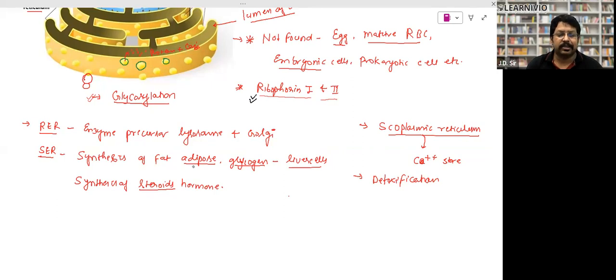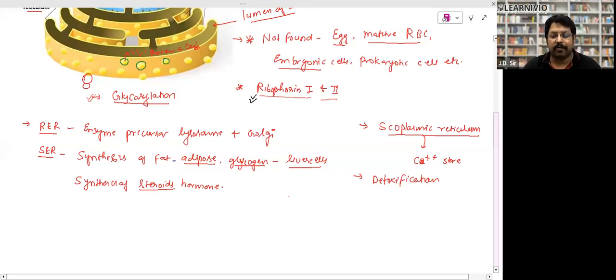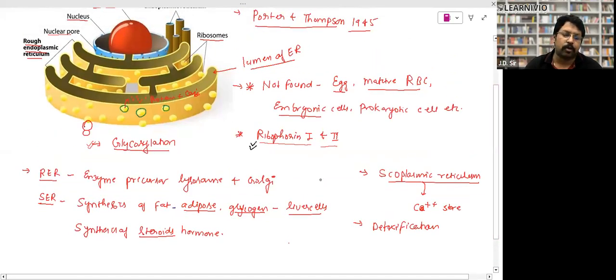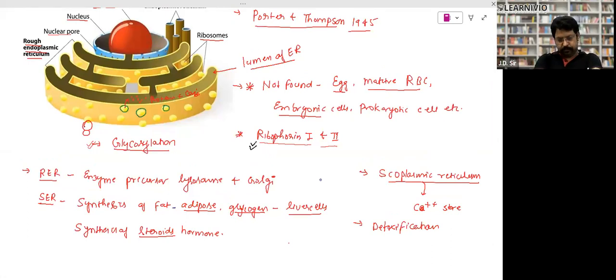SER synthesizes the fat found in adipose tissues. They produce glycogen in the liver tissues. They produce fat in adipose tissue. They produce glycogen in liver tissues. They synthesize steroid hormones. That is the function, right? Sarcoplasmic reticulum is a type of endoplasmic reticulum. They store calcium, and we have studied this sarcoplasmic reticulum in the sliding filament theory, right? Tell me, go through it and tell me, clear or not?